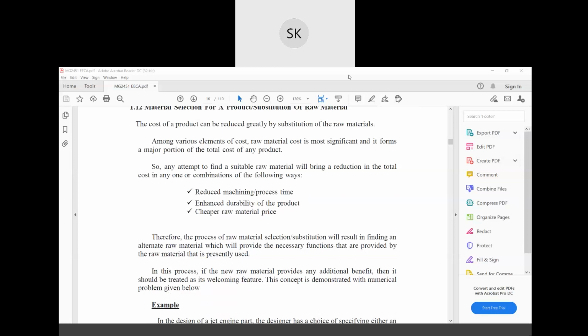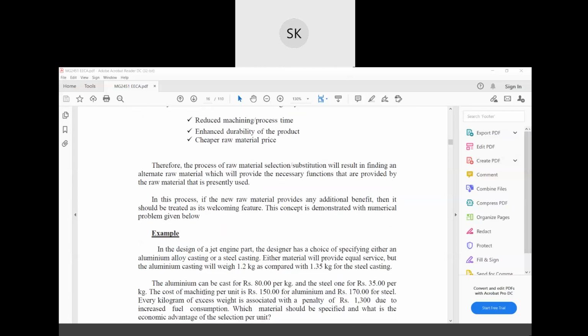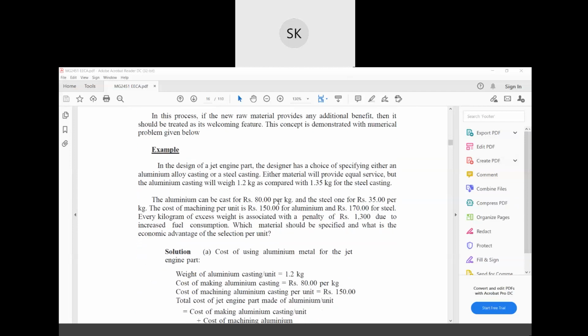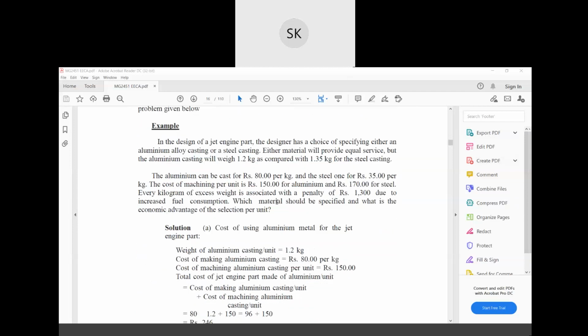Whatever we studied here, let's understand more by this next numerical. There is an example given: the design of a jet engine part. The designer has a choice of specifying either an aluminum alloy casting or a steel casting. So you have to design a part of a jet engine, and you have an alternative to choose the material, aluminum alloy casting or a steel casting.